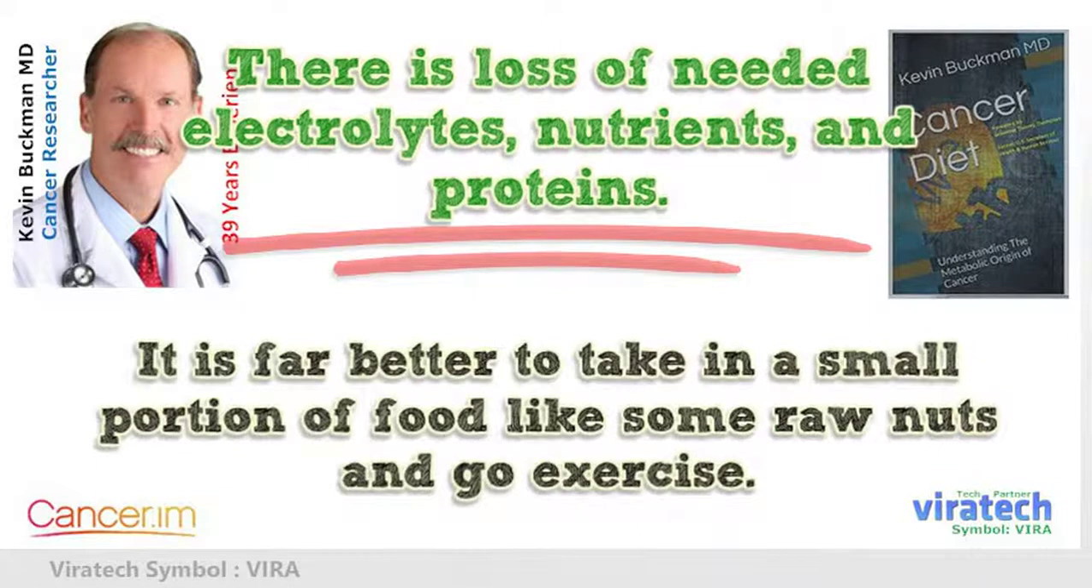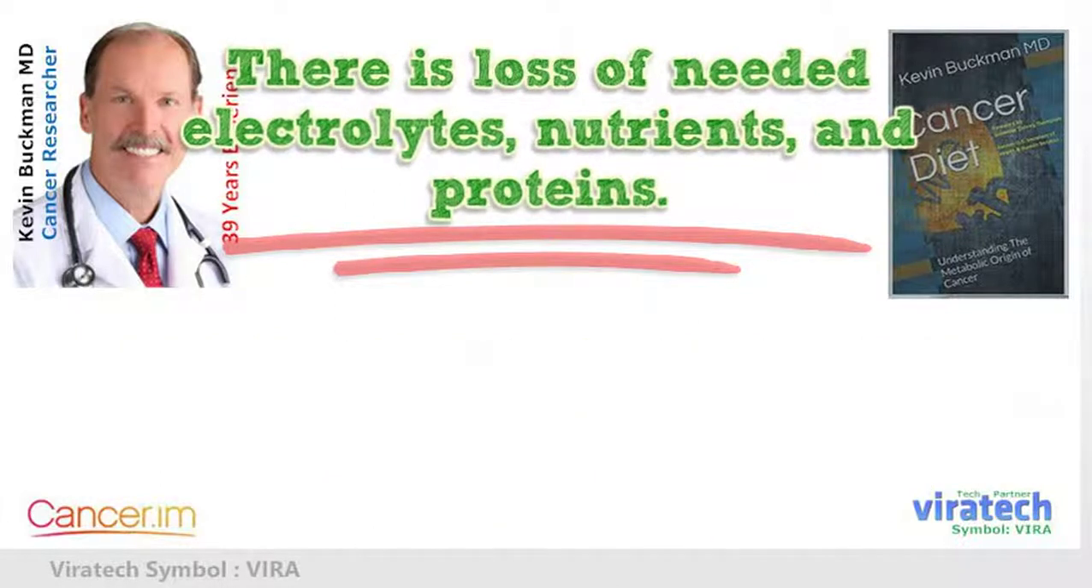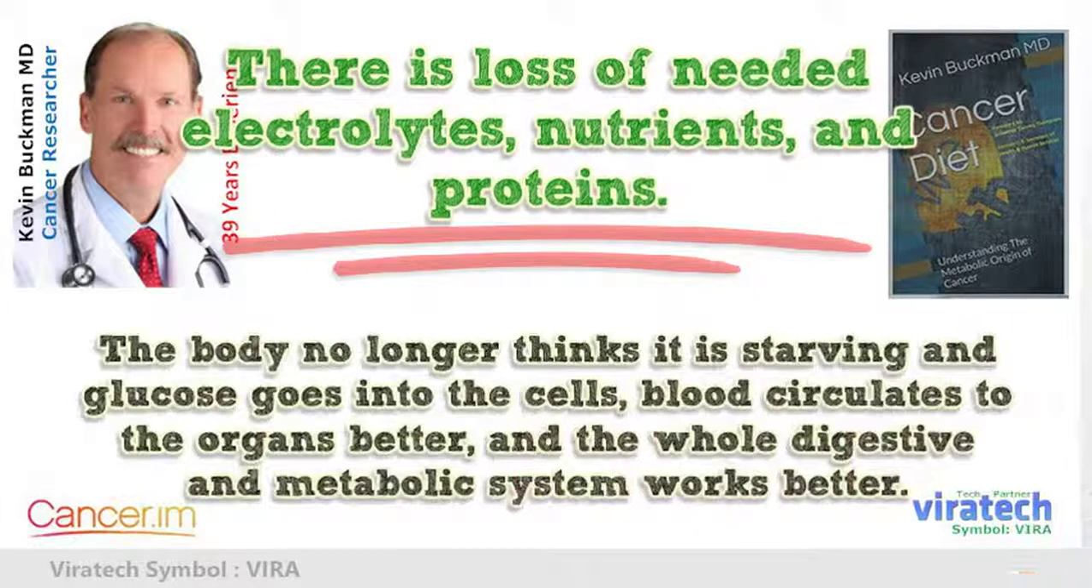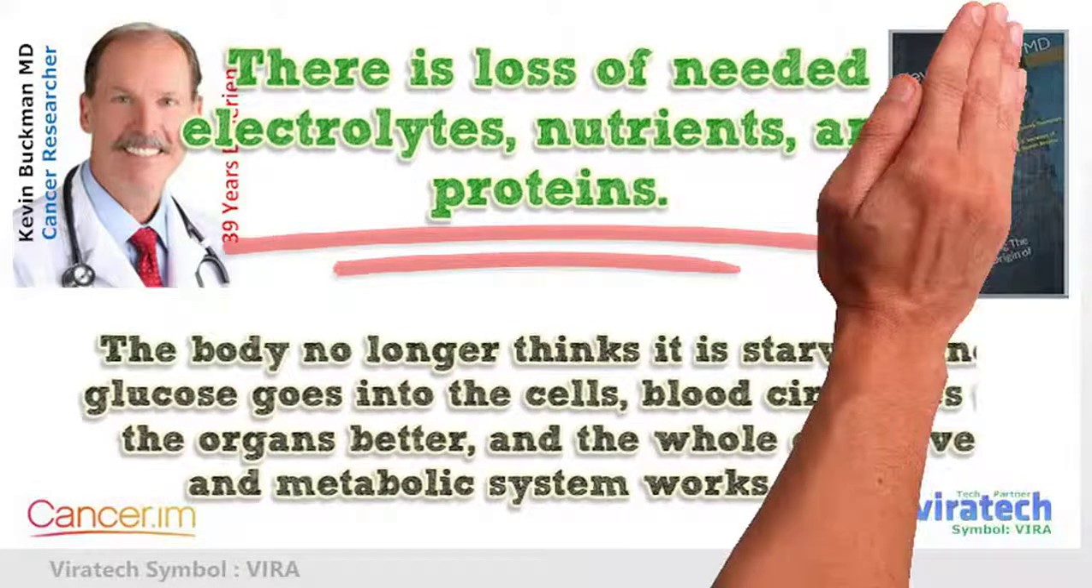It is far better to take in a small portion of food like some raw nuts and go exercise. This will improve metabolism, improve the peristalsis of the intestine, which is the wave-like motion of the bowel to move intestinal contents down the GI tract. The body no longer thinks it is starving and glucose goes into the cells. Blood circulates to the organs better, and the whole digestive and metabolic system works better.